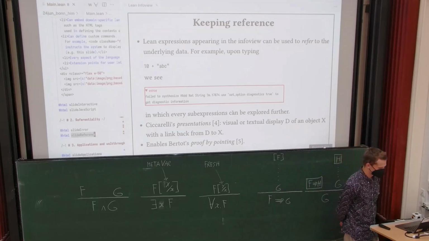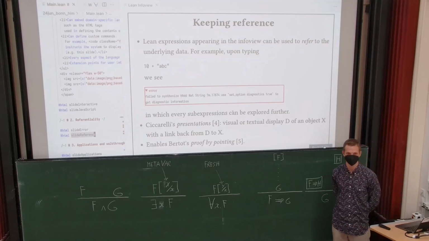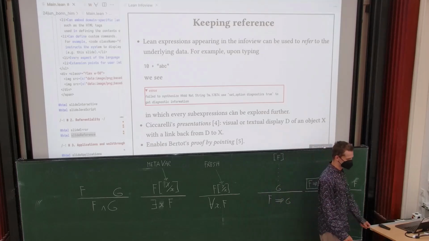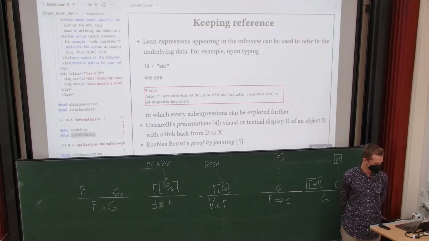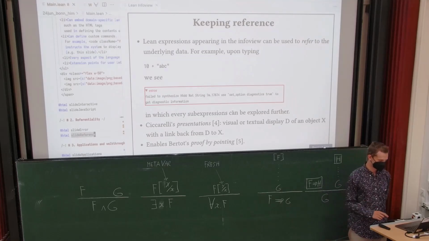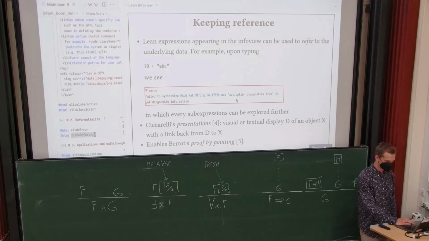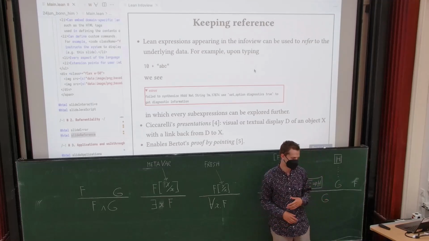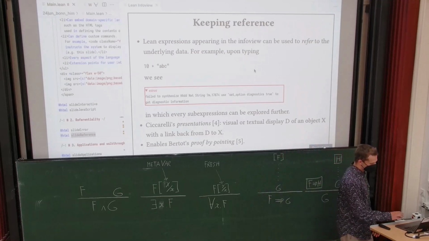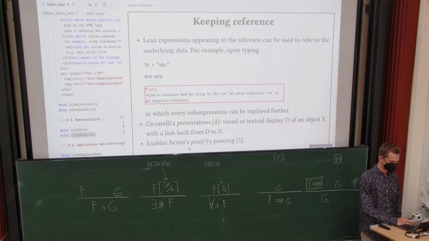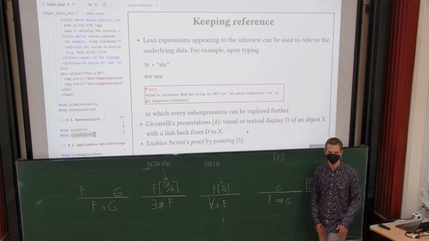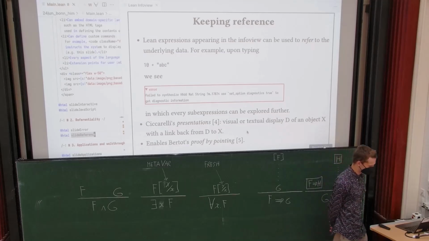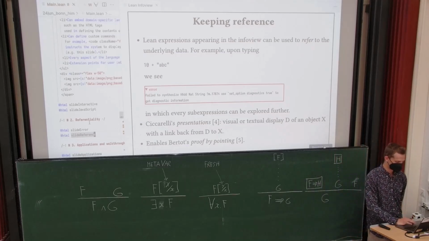And this goes back to at least the 80s, when there was this PhD thesis by Eugene Ciccarelli, and he called these things presentations. A presentation is a visual or textual display D of an object X with a link back from D to X. So in this case, D would be this piece of text here, and X would be some representation of this term that exists in the memory of the theorem prover server. And in the context of interactive theorem proving, this enables things like the concept of proof by pointing by Bertot and others, where we can guide our interactive proof process by clicking on terms that appear in the goal state.